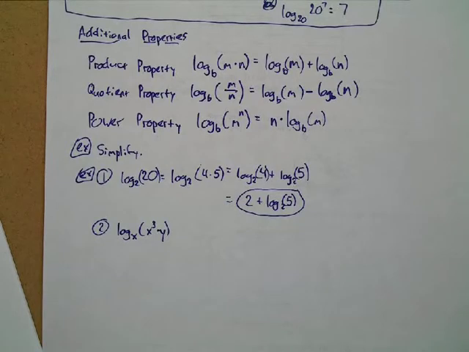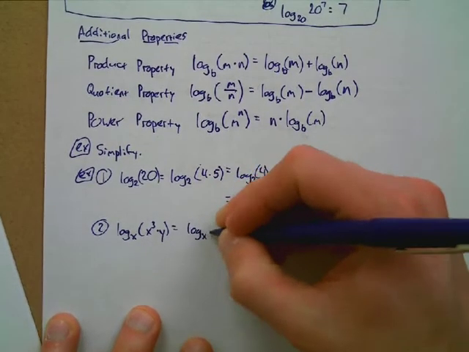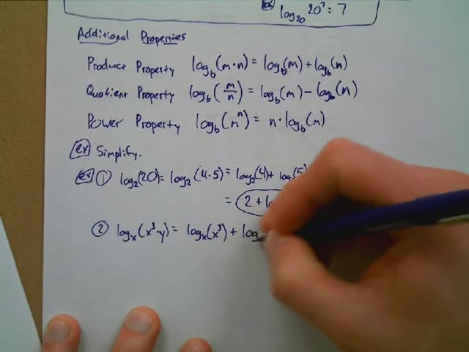How might we want to rewrite this to simplify it? I see multiplication. What can we change multiplication to be? Addition, right? So let's do that, okay? It'll be log base x of x to the third plus log base x of y.